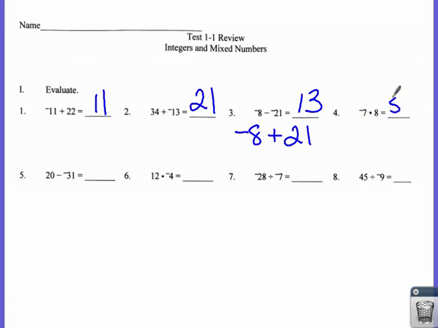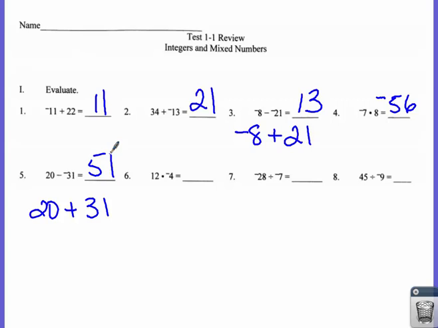7 times 8 is 56. Step number 2, count your negatives. I have 1, so my answer is negative. Number 5, again, it's a minus problem, so I've got to change the problem. So my 20 stays the same. My minus, I change it to a plus, and the negative 31 turns to a positive 31. My signs are now alike, so I add them to get positive 51.